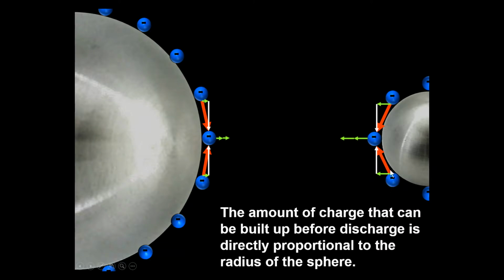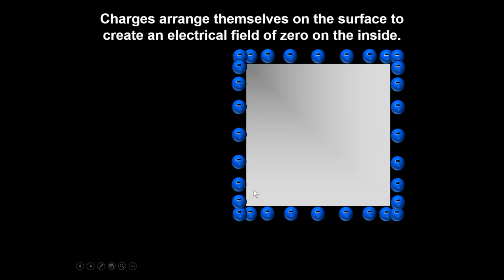And even though the force on this charge is the same as the force on this one, there is a larger force trying to eject that electron off of that surface. So the amount of charge that can be built up onto a surface like that before it gets kicked off, which would be like a spark, is going to be directly proportional to the radius of that sphere. The bigger radius, you can put more charge on there before it kicks it off.